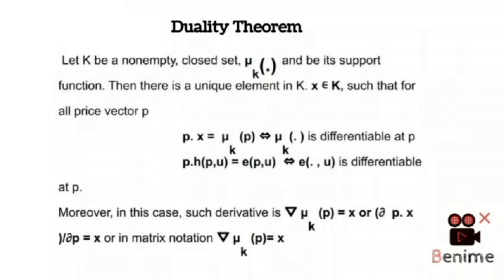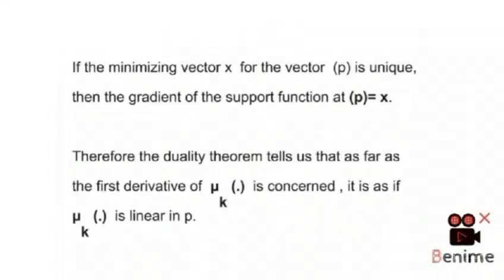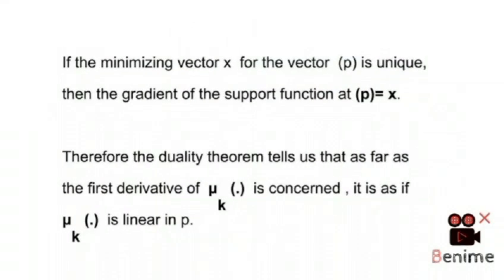To summarize, if the minimizing vector x for the vector p is unique, then the gradient of the support function at p is equal to x. Therefore, the duality theorem tells us that as far as the first derivative of μ_K, the support function, is concerned, it is as if μ_K is linear in p.